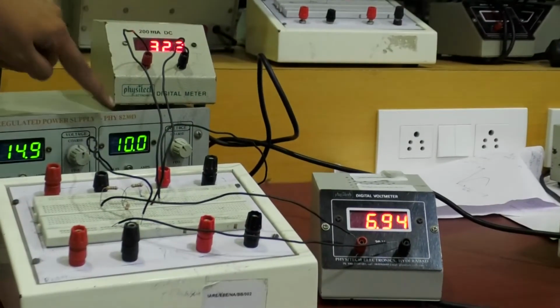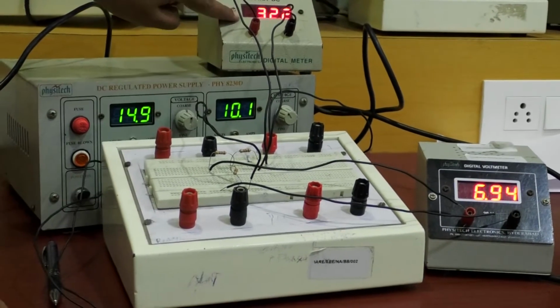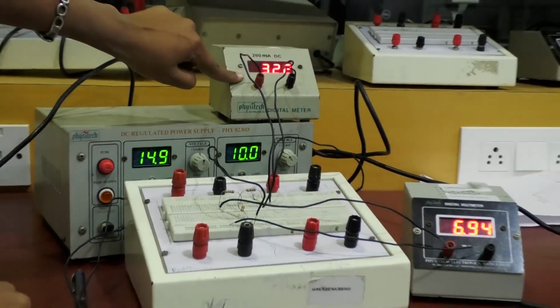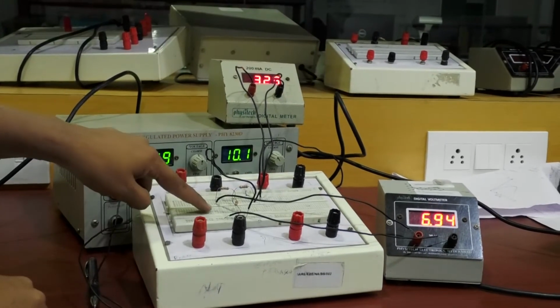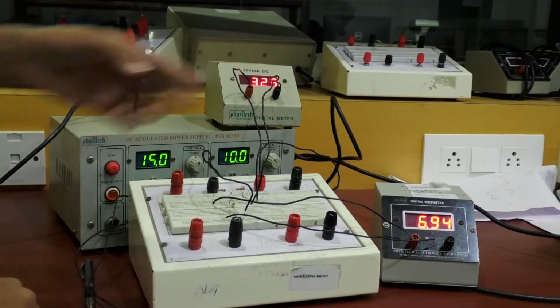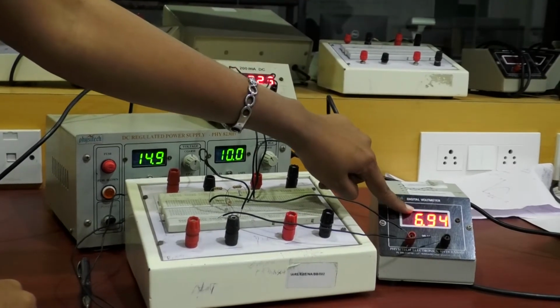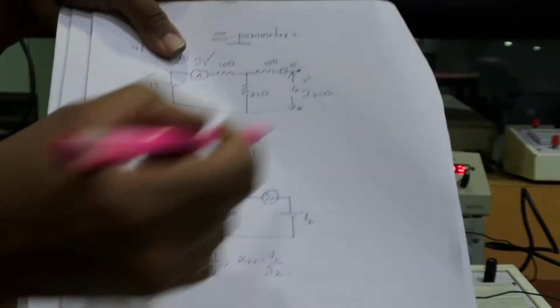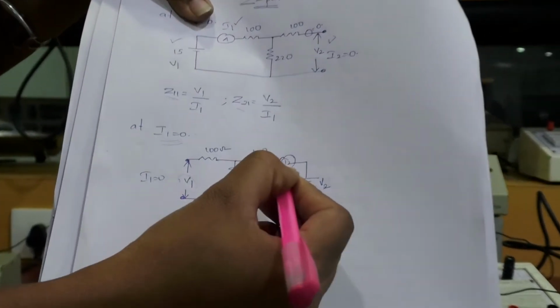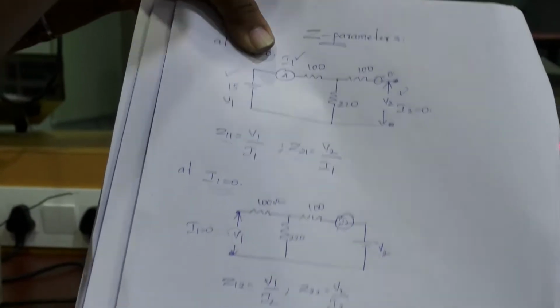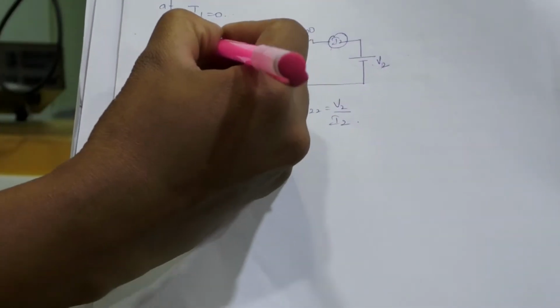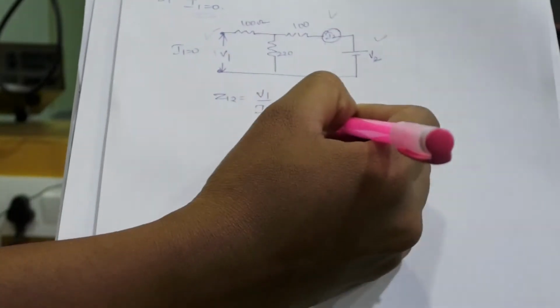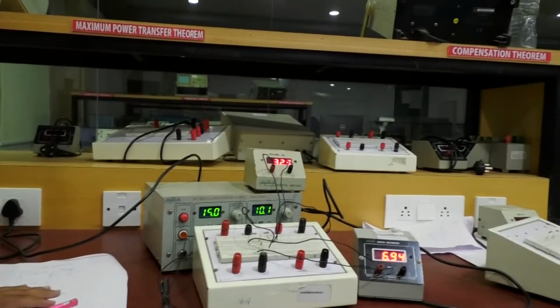This is my second V2 source voltage, and this is my second port current, that is I2. Since the first port is open circuit, I1 equals 0, and this is my V1 value, the open circuit voltage V1. So now you know the value of V1, which is this value of 6.9, and V2 is 10 volts, which we have set from the RPS, and I2 we can see in the multimeter. Based upon these three values, you can calculate the remaining two Z parameters. This is the procedure we follow for calculating the Z parameters.